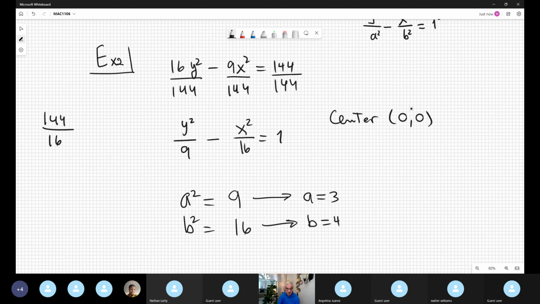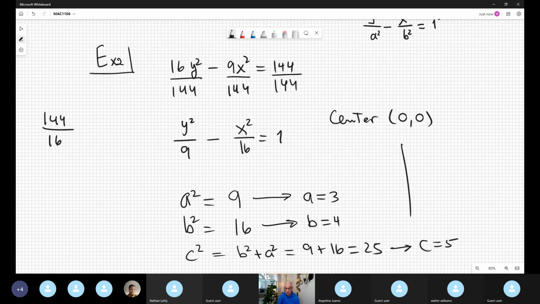Because I don't see any shift here in X and Y. No, H and K is missing, right? I need to determine C. C squared is equal to A squared plus B squared, a completely different equation from the ellipse. And 9 plus 16 is 25. Therefore, C is the square root of 25, which is 5. So the focal distance is 5.